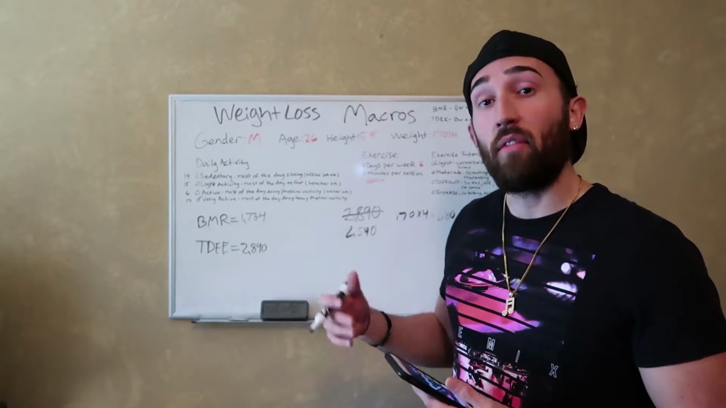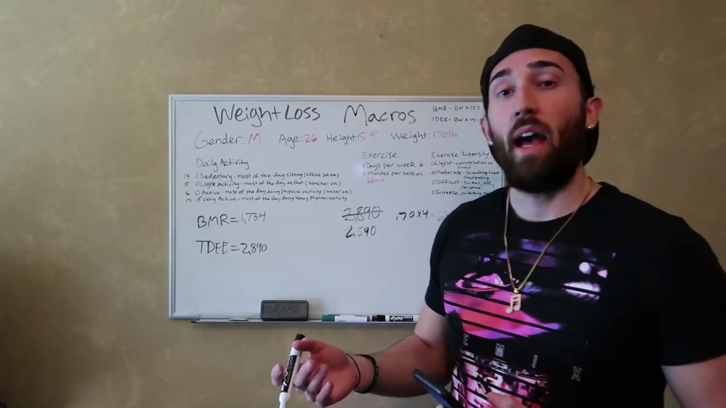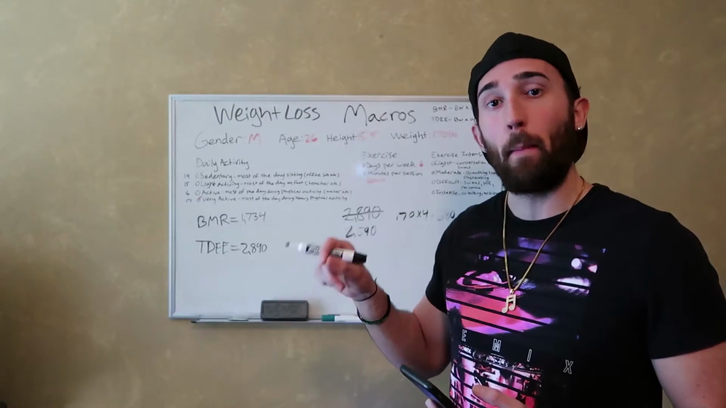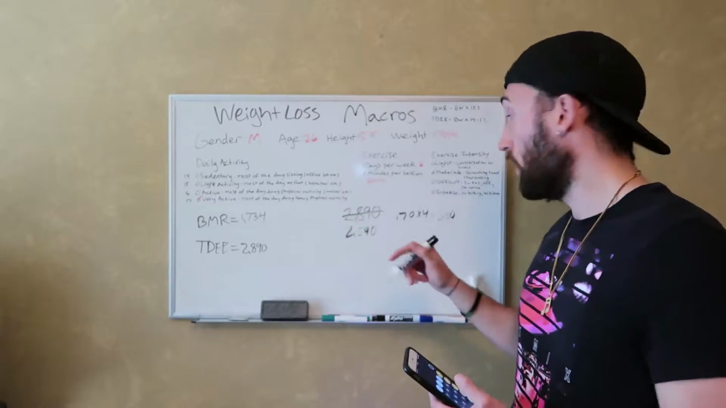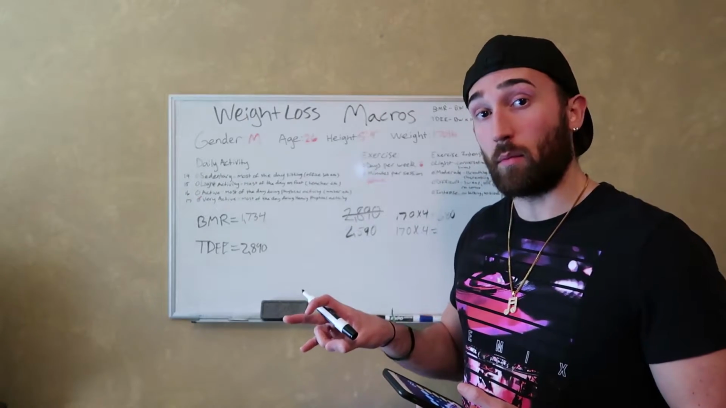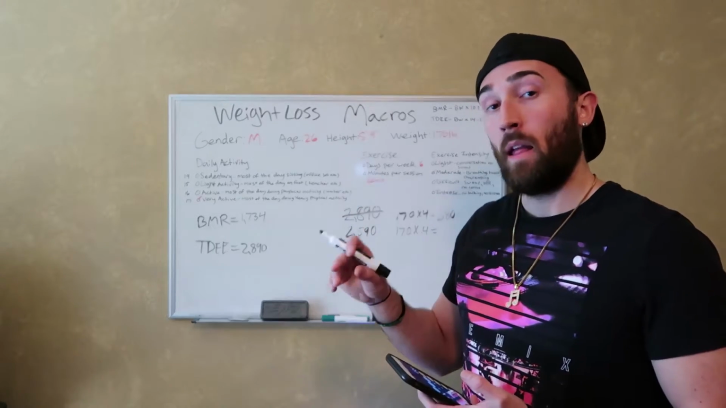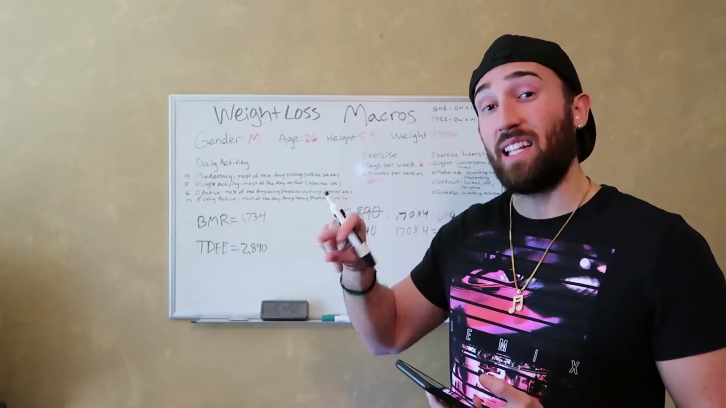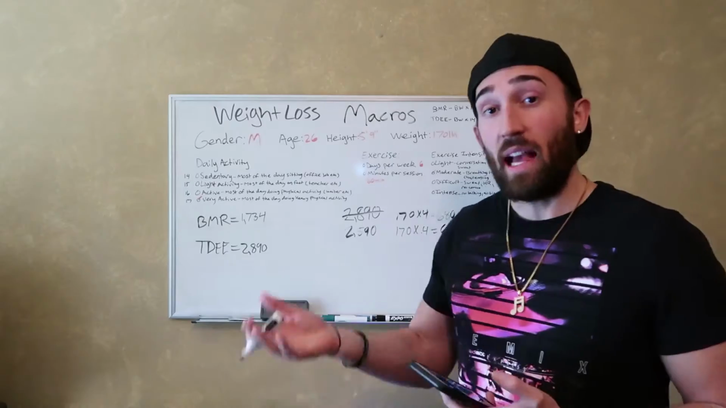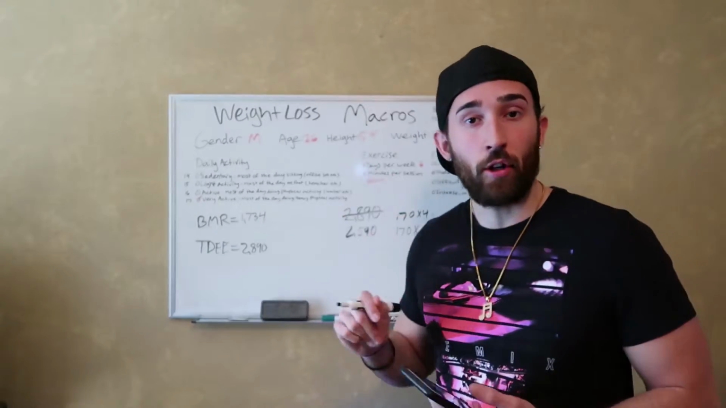So now I need to figure out my fat calorie intake. Fat, you want to do about 0.4 grams of fat per pound of body weight. So I'm going to take 170 and multiply it by 0.4. That's going to give me 68 grams of fat. Now, fat, each gram is worth 9 calories. So I need to take 68 and multiply it by 9. That's going to give me 612 calories.